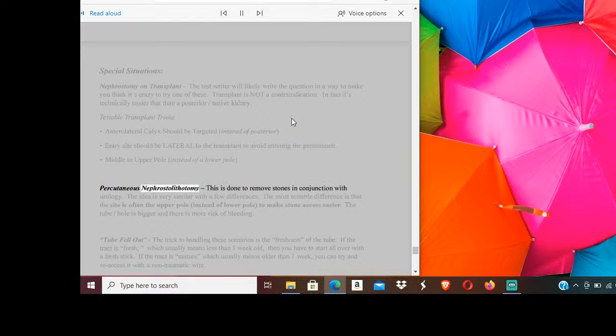Percutaneous nephrolithotomy. This is done to remove stones in conjunction with urology. The idea is very similar with a few differences. The most testable difference is that the site is often the upper pole instead of lower pole to make stone access easier. The tube eye hole is bigger and there is more risk of bleeding.